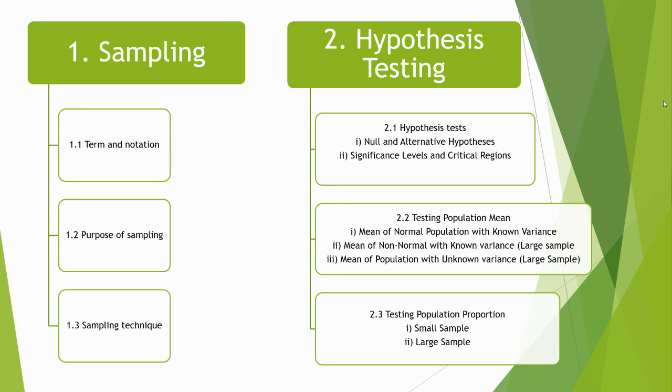These are the topics that we will cover: 2.1, 2.2, 2.3, hypothesis testing, what is the null and alternative hypothesis, what are significance levels and the critical region, testing the mean for a normal population, testing the population mean, and testing population proportions for small and large samples.